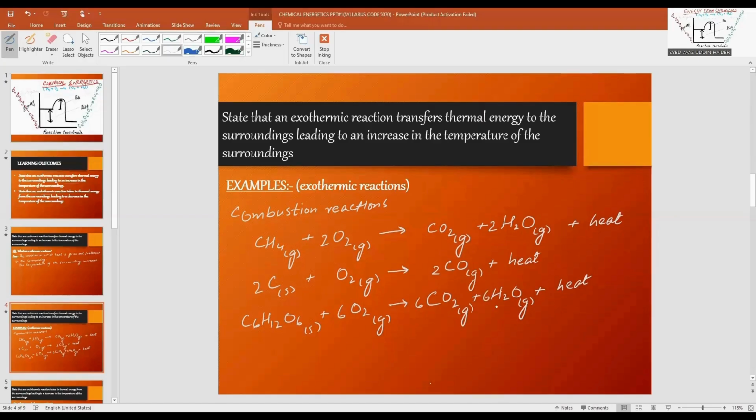You have noticed one thing, that heat is written on the product side of this reaction. This indicates that heat is released, not absorbed, during the reaction. Released to the surrounding.